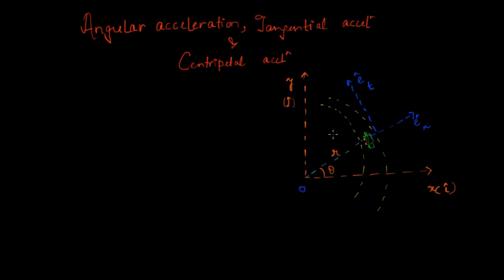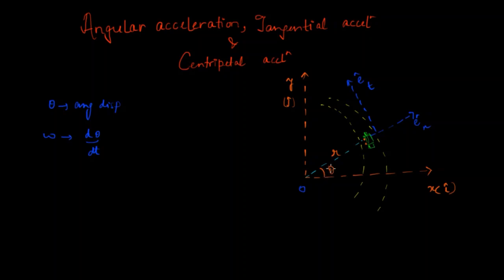So here theta is the angular displacement, right? Then what will be the angular velocity of this car? The angular velocity will be the rate of change of theta with respect to time, the rate of change of the angular displacement with respect to time. So the angular velocity will be what? d theta by dt.